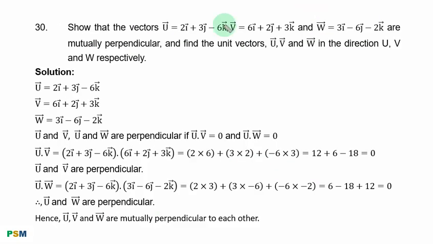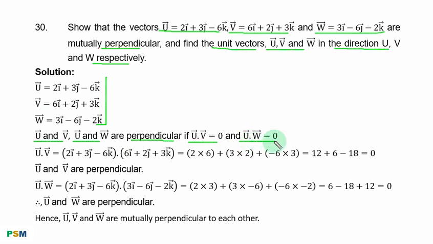Example 30. Show that vectors U, V, and W are mutually perpendicular, and find the unit vectors for vectors U, V, and W in the direction of U, V, and W respectively. Solution: you have the three given vectors. Vectors U and V, U and W, pairing the first with the second and the first with the third, are perpendicular if the dot product of vectors U and V is equal to 0, and the dot product of vectors U and W is equal to 0.